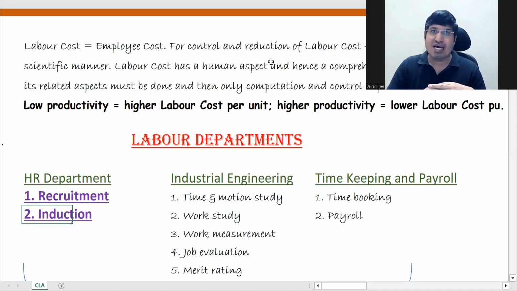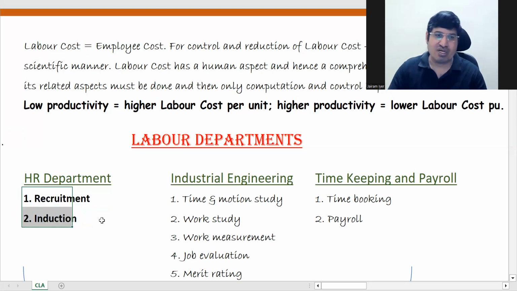Induction is when people are hired, you bring them in to teach them about the values of the organization and all that, what is expected of them. What are their rights? How much leave they're going to get. All these things are shared in induction. At the same time, if there is any insurance or anything which the company is giving them, which normally happens, all those forms you sign during induction. So recruitment and induction. This is the main work of whom? The HR department. Recruitment and induction.